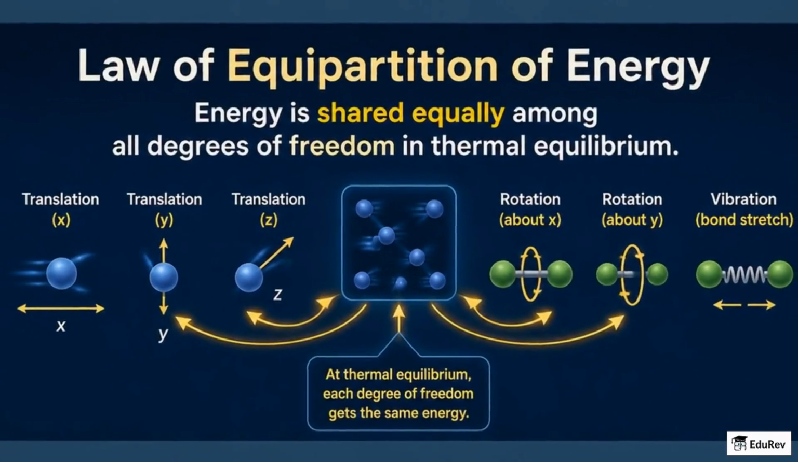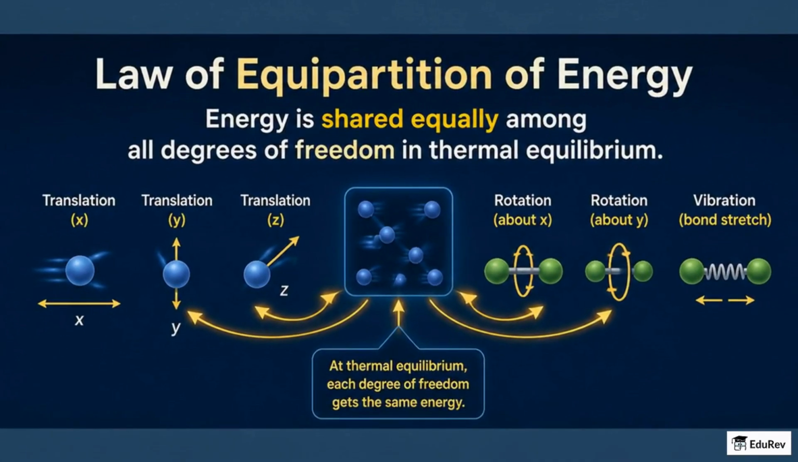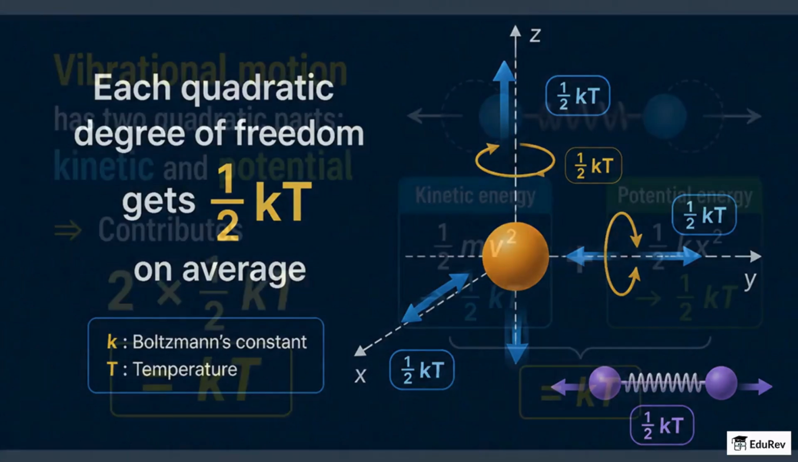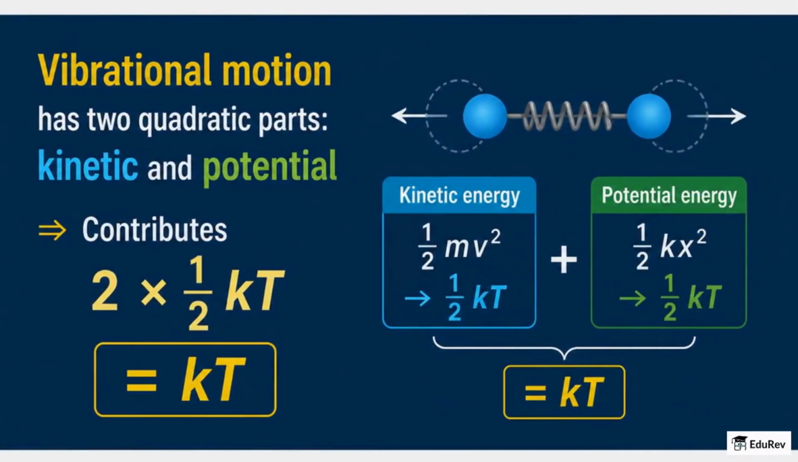Now the law of equipartition of energy says energy is shared equally among all these degrees of freedom when the system is in thermal equilibrium. Each quadratic degree of freedom gets 1/2 kT on average, where k is Boltzmann's constant and T is temperature. Vibrational motion has 2 quadratic parts, kinetic and potential. So it contributes 2 times 1/2 kT, that is kT.